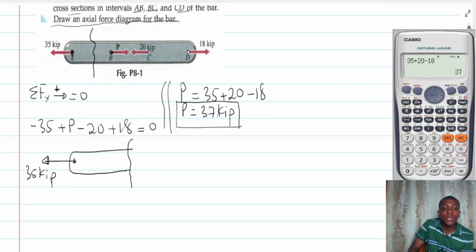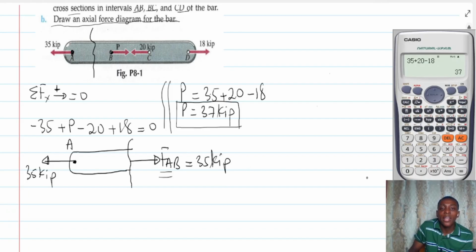To make this body be in equilibrium, we need to attach a force that is equal but opposite, so that it becomes 0. Interestingly, what this means is that that force must be FAB, which is equal to 35 kip. So this body is in equilibrium. I hope the concept is clear. Therefore, the force in cross section AB is 35 kip.